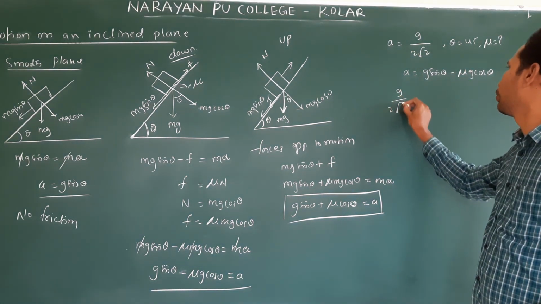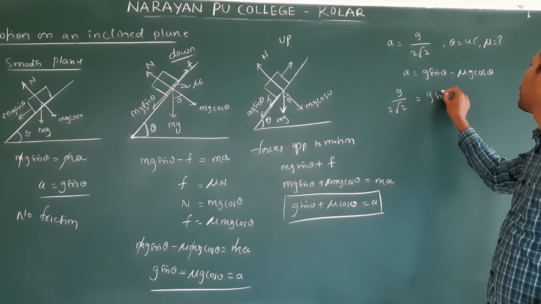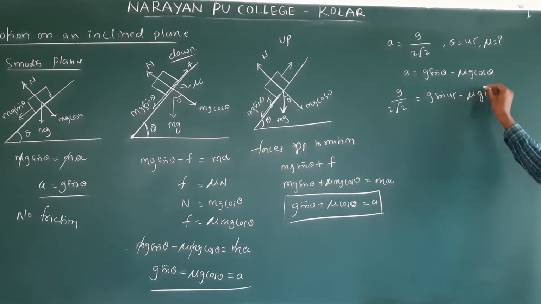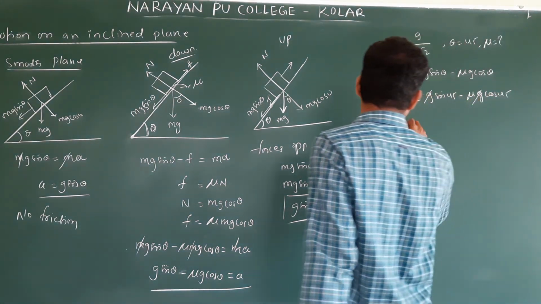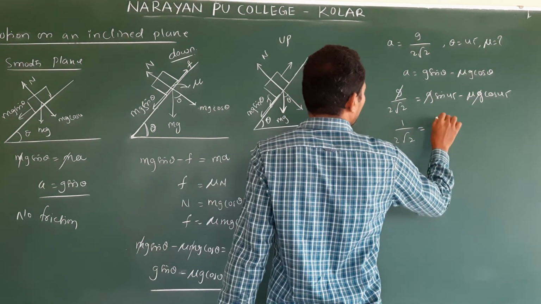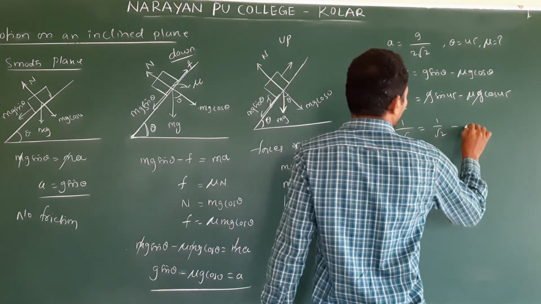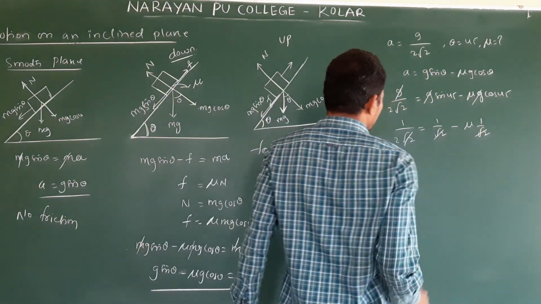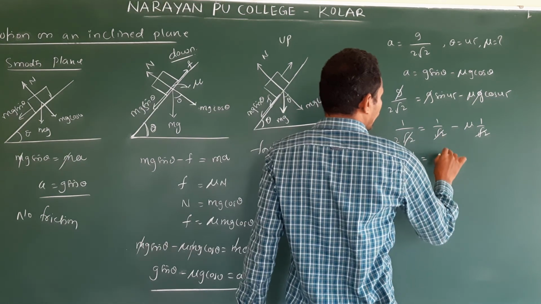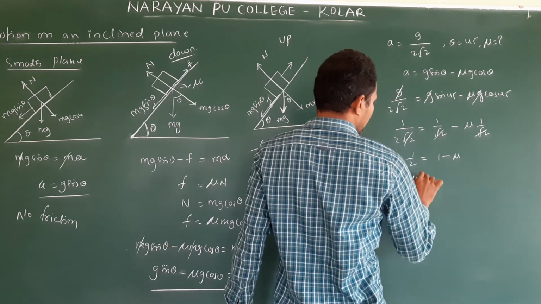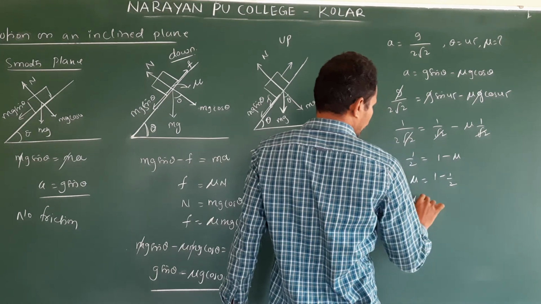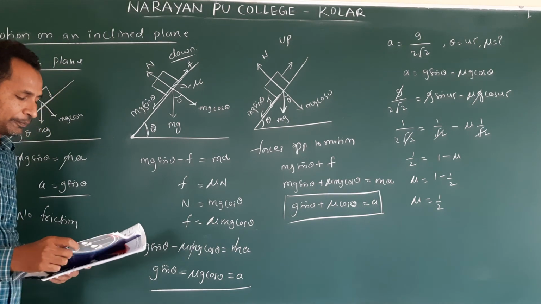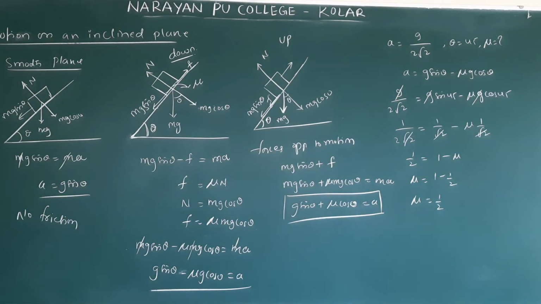g by 2√2 is equal to g sin 45 minus mu g cos 45. g cancels. So 1 by 2√2 is equal to 1 by √2 minus mu into 1 by √2. Again √2 cancels. So 1 by 2 is equal to 1 minus mu. Mu is equal to 1 minus 1 by 2. Mu is equal to 1 by 2, or 0.5. Clear? Now next we will see the next question.